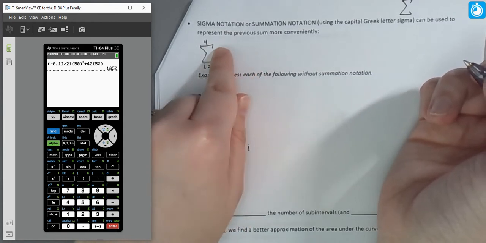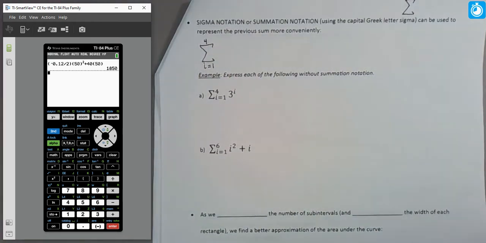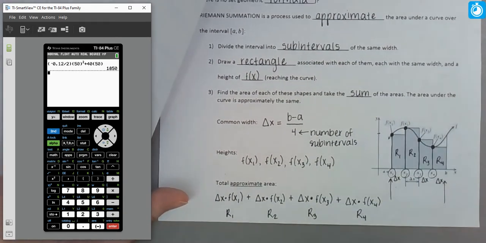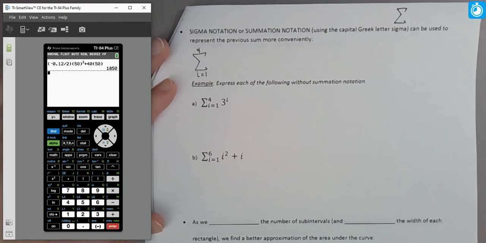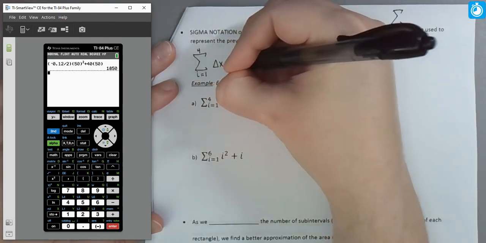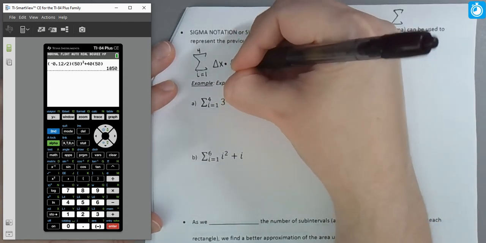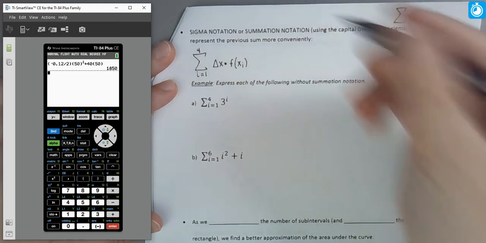And then next to my sigma, essentially I'm just going to write out a formula for what each of these terms looks like. Because notice the terms are structured very similarly. Delta x is the same for all of them, and the only thing that's changing is the subscript on our actual x value, so x1, x2, x3, x4. If we think of this subscript as being the value that's changing based on that i, the index of summation, then we can write a formula for what each of these 4 terms looks like. Each term is going to be structured as delta x times f of x sub i.